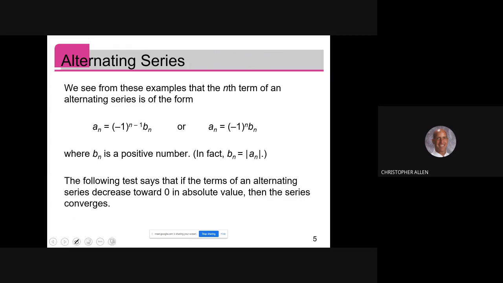The following test says that the terms of an alternating series decrease towards 0 in absolute value. In other words, they're converging from above and below. See, everything up to this point, we've assumed that they're all above the x-axis. So as the series continues, we're getting closer and closer to the 0 from the top. In an alternating series, we're doing the absolute value, so we're actually coming in from the top and the bottom.